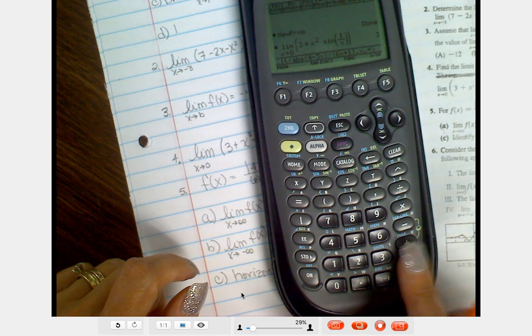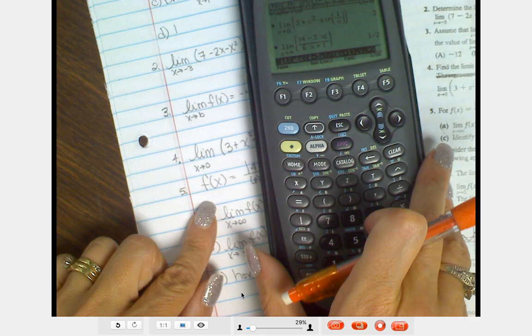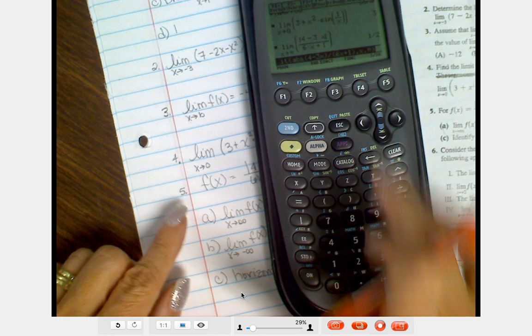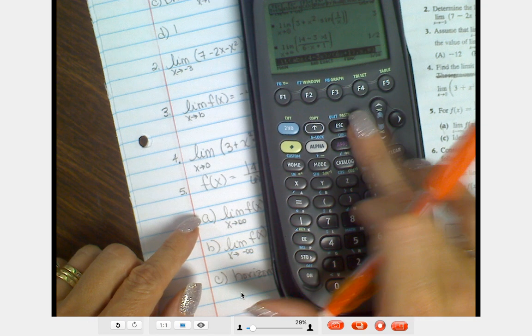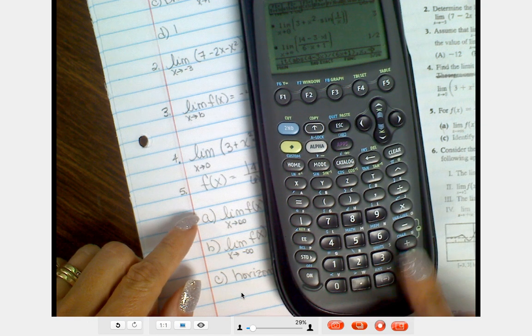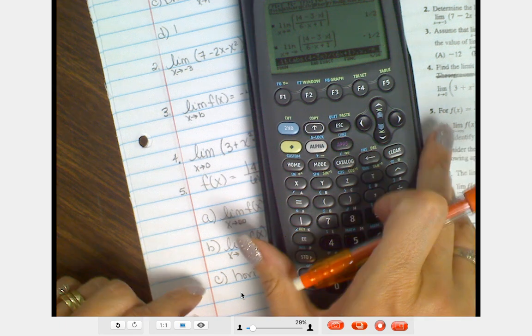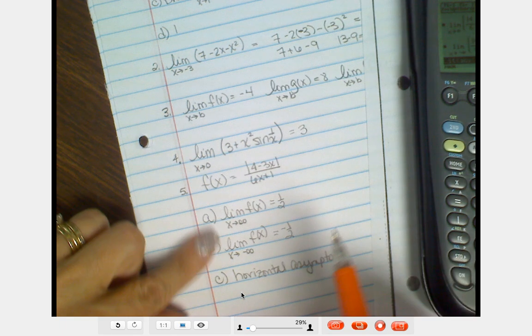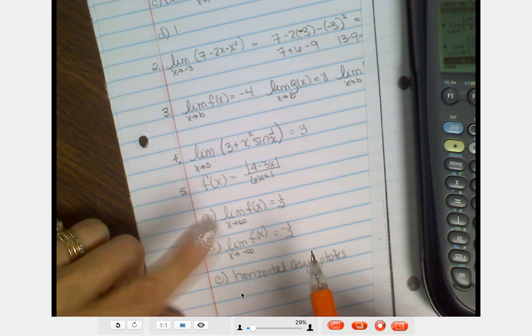Let's see what it gives us. There's your 1/2. So you can do it on the calculator. And so I can just change this to negative infinity, and there's your negative 1/2. So you can do both of these in your limit on the home page.